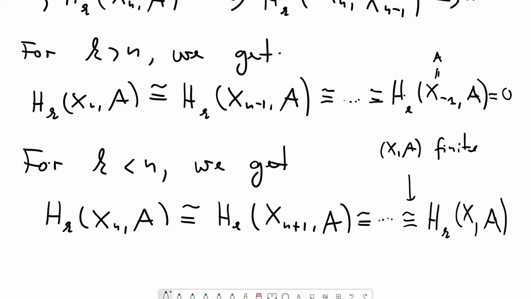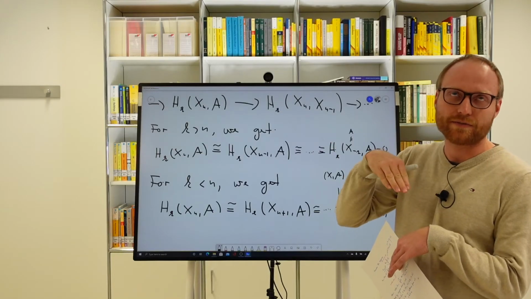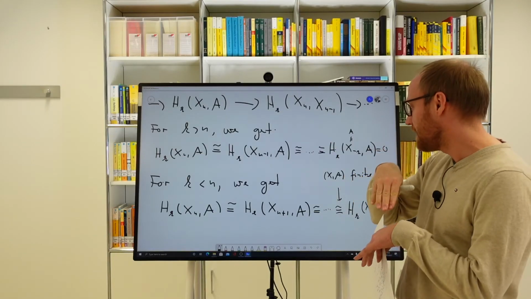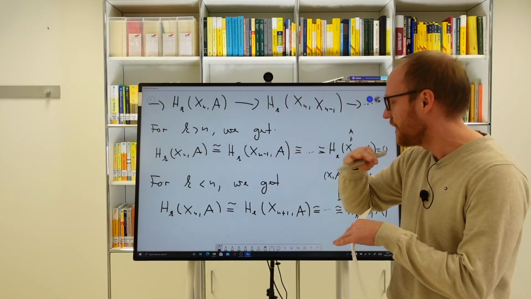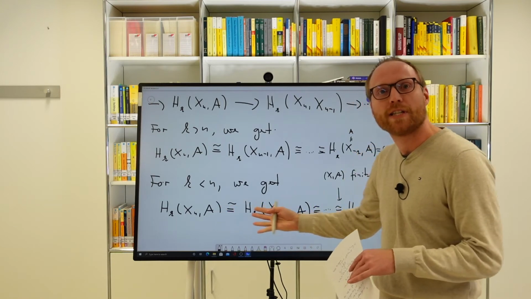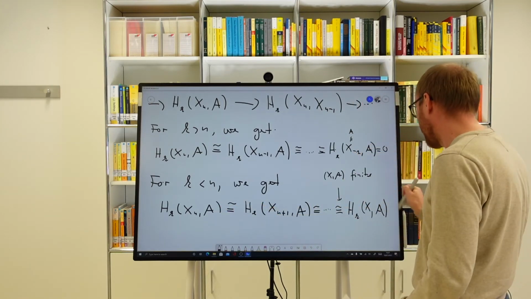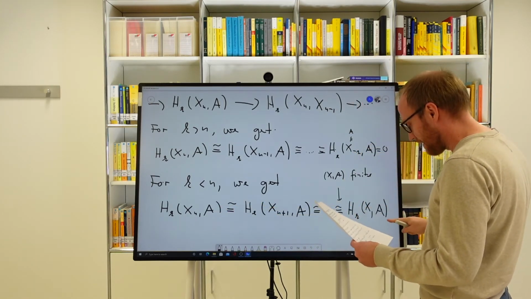So the second outcome of this long exact sequence is that if I attach cells of degree at least 2 larger than this k, the degree of interest, then I do not change the homology. It stays the same. And so I end up just at the homology of X here.